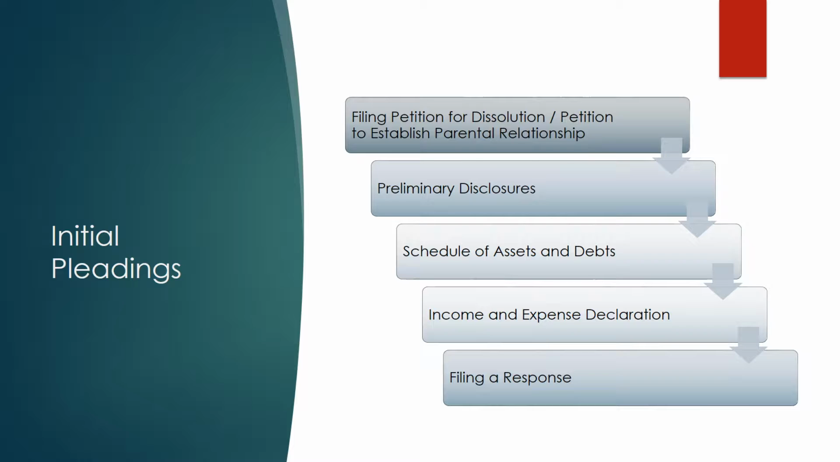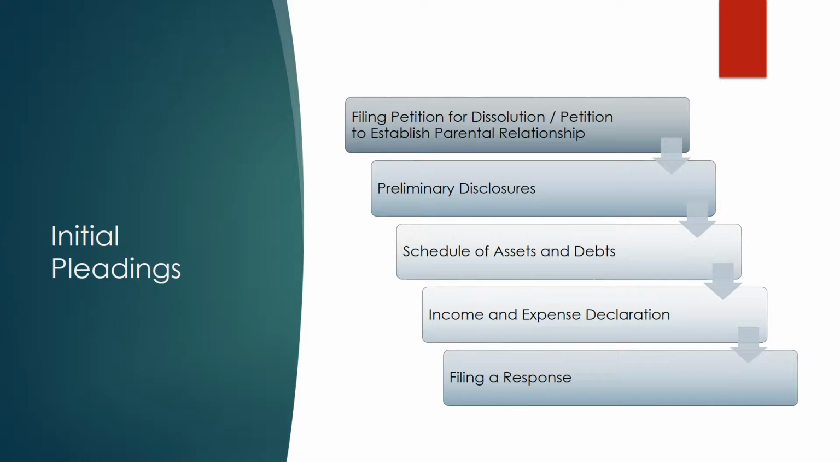So let's talk about the initial pleadings. For married couples wanting to divorce, they would file a petition for dissolution. For unmarried couples with children, they would file a petition to establish parental relationship, commonly known as a paternity action.